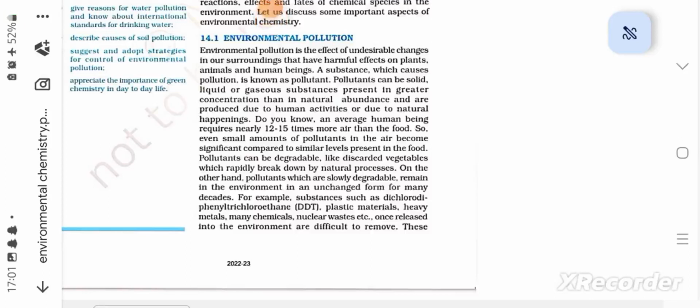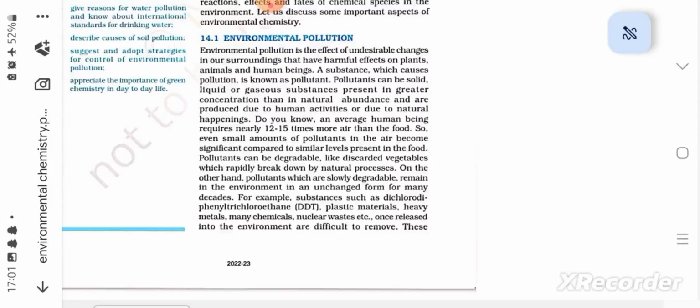Section 14.1 Environmental pollution. Environmental pollution is the effect of undesirable changes in our surroundings that have a harmful effect on plants, animals, and human beings. A substance which causes pollution is known as a pollutant. A pollutant can be a solid, liquid, or gaseous substance present in a greater concentration than in natural abundance, and is produced due to human activity or natural happenings.